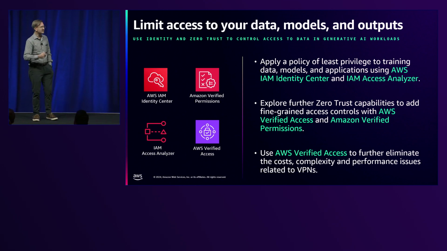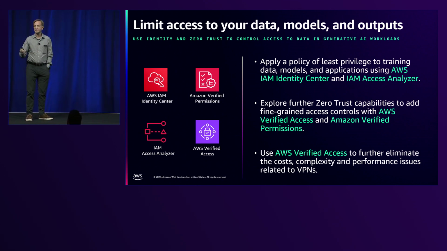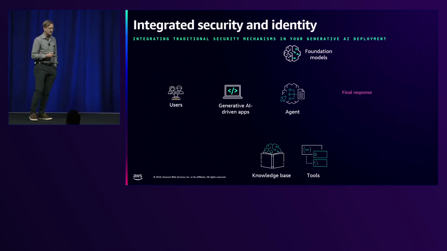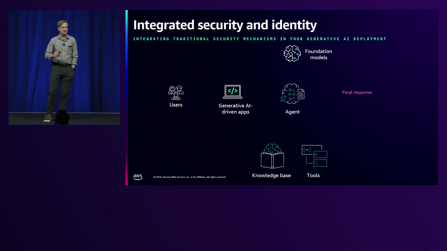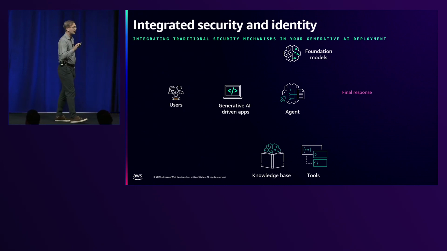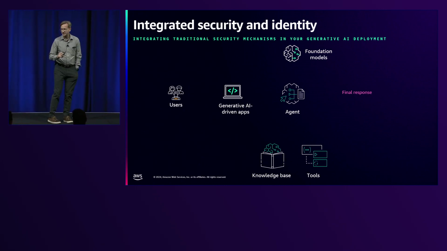Well, how do you implement this? Where do you put these access controls? Well, let's take a look at an example. So this is a very simplified diagram of what a generative AI application may look like. You have your users on the left-hand side. The final response that's generated by the LLM is on the right-hand side. And of course, we have our sensitive data sets and APIs along the bottom.